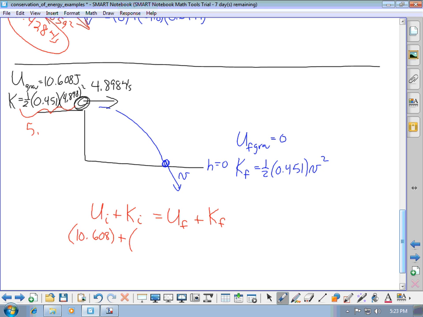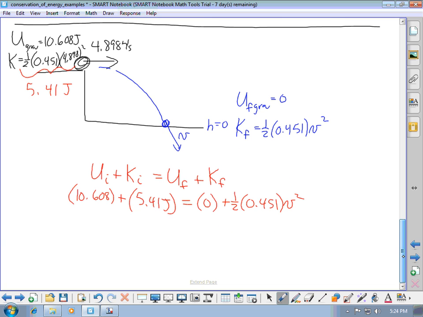was 5.41 joules. And that equals the final potential energy of 0 plus 1/2 times 0.451 times the speed squared. So if we do 10.608 minus 5.41 times 2 divided by 0.451, and we take the square root of that.